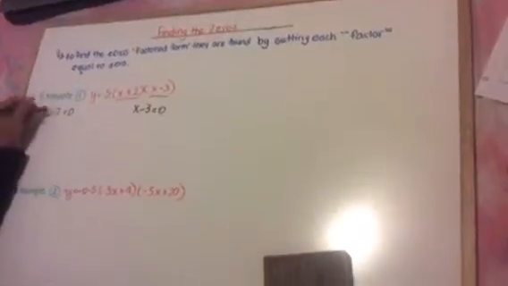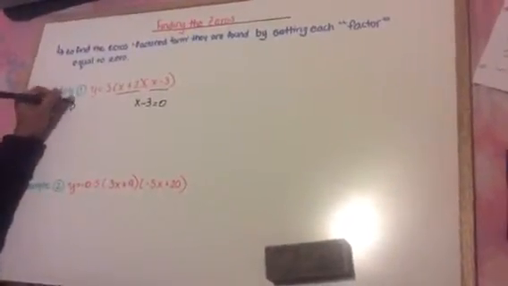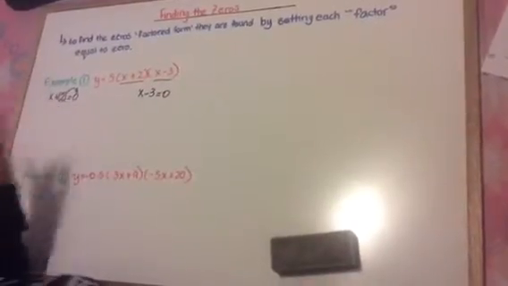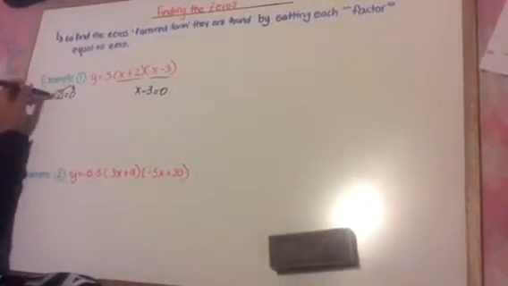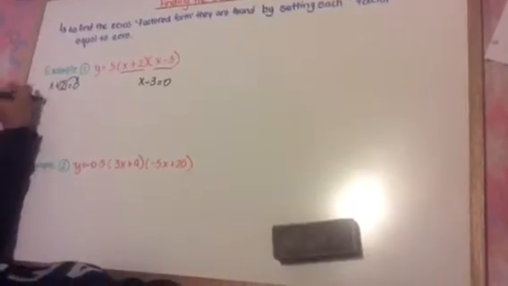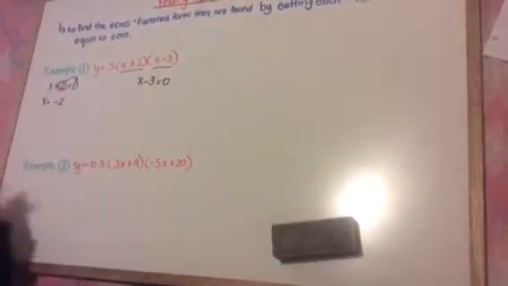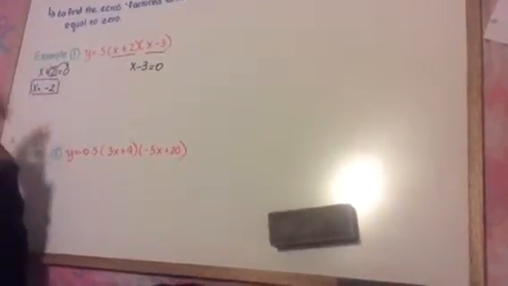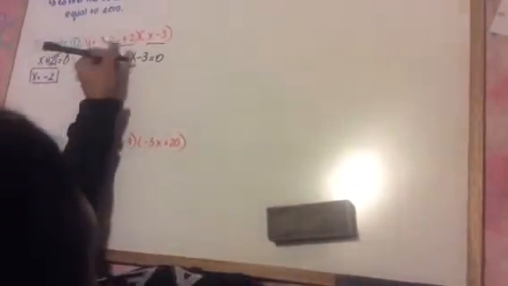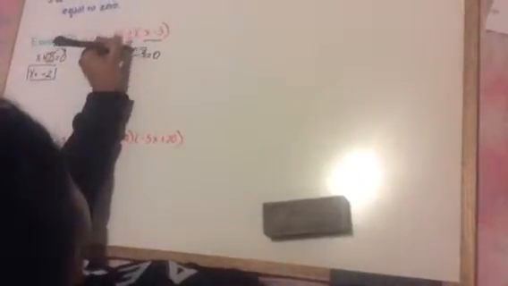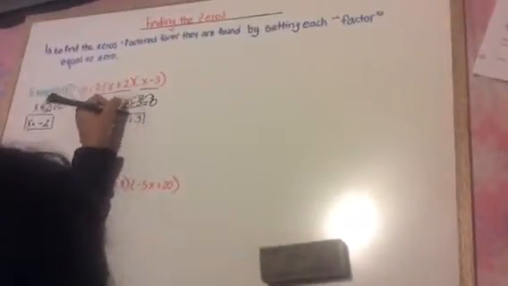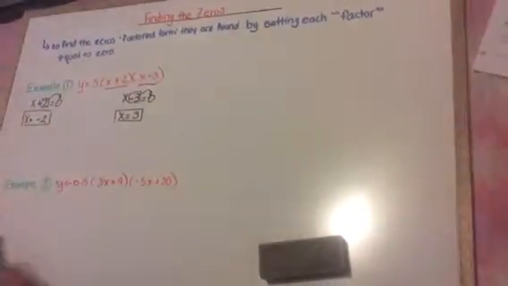So what you're going to do is bring this 2 over to the equal sign. When you bring a number over the equal sign, it's going to be the opposite of what it is. So x equals -2. This is one of the x-intercepts. Here, the -3 is going to go over the equal sign, becoming positive. So it's going to be x equals +3. These are your two x-intercepts.